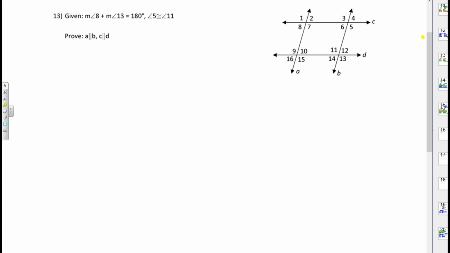I'm given that angle 8 and angle 13 add to 180 degrees. Well, they don't have a good relationship, so I can't really start with them. That doesn't help me. But I'm also given that 5 is congruent to 11. Now, 5 and 11 are alternate interior angles. So if I know that those are parallel, I can prove that their boundary lines, C and D, are parallel.